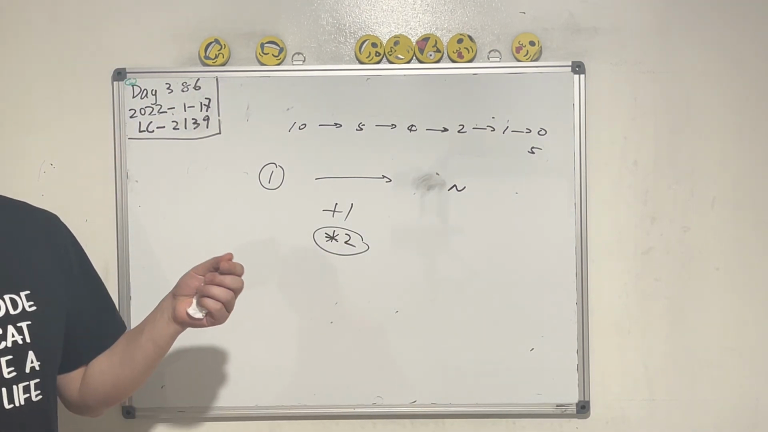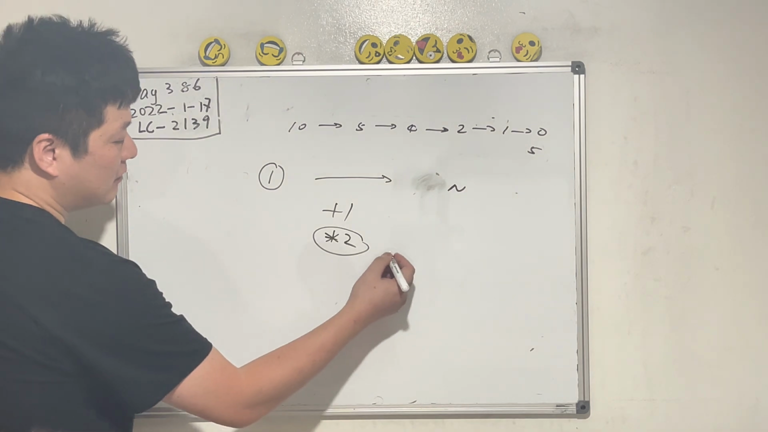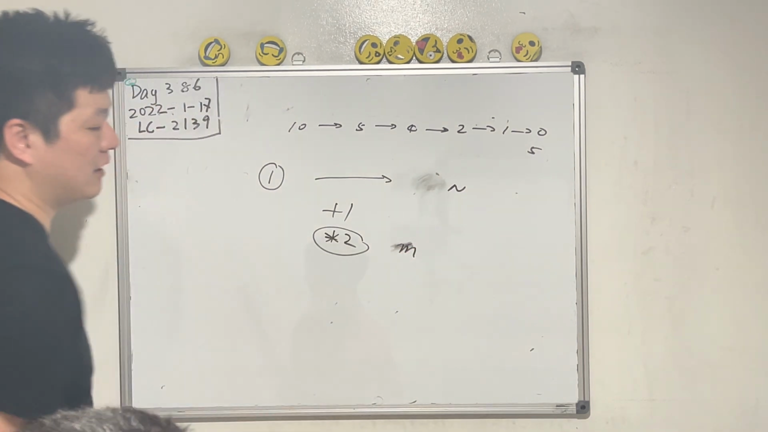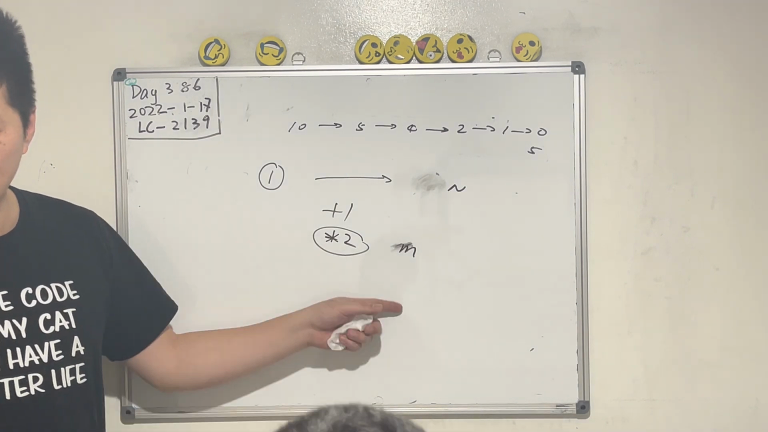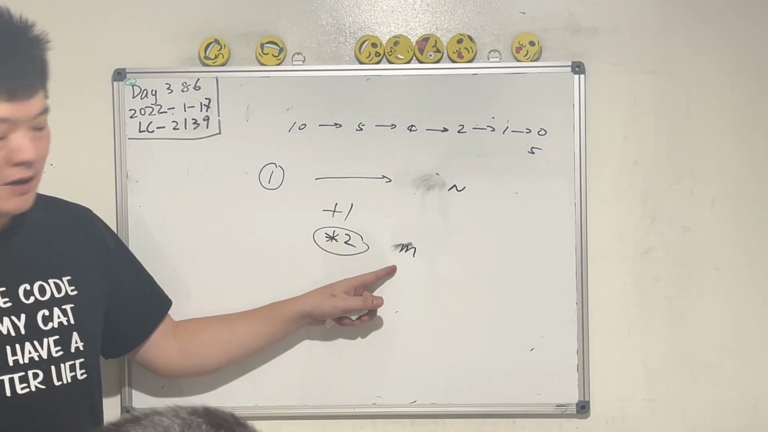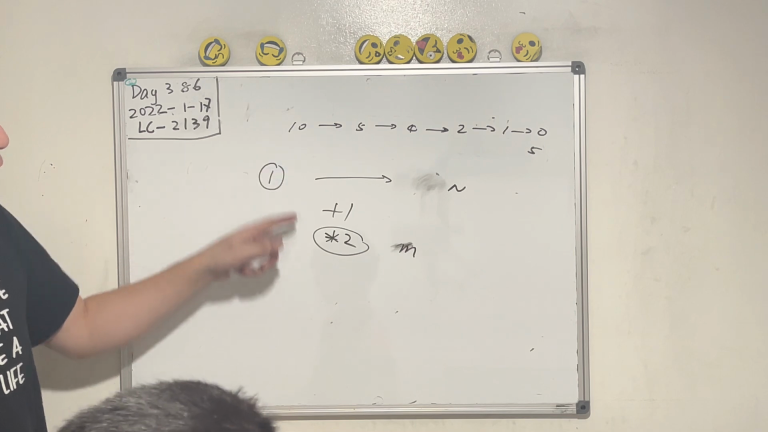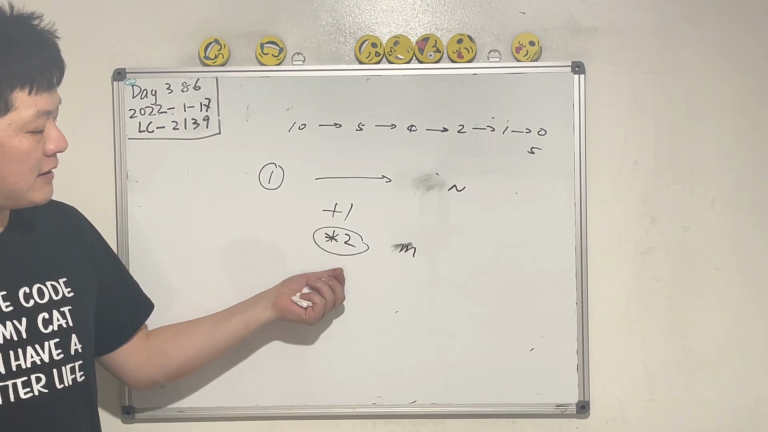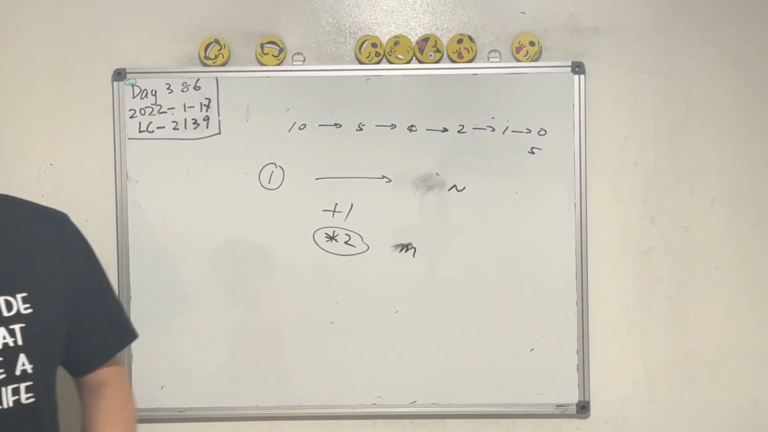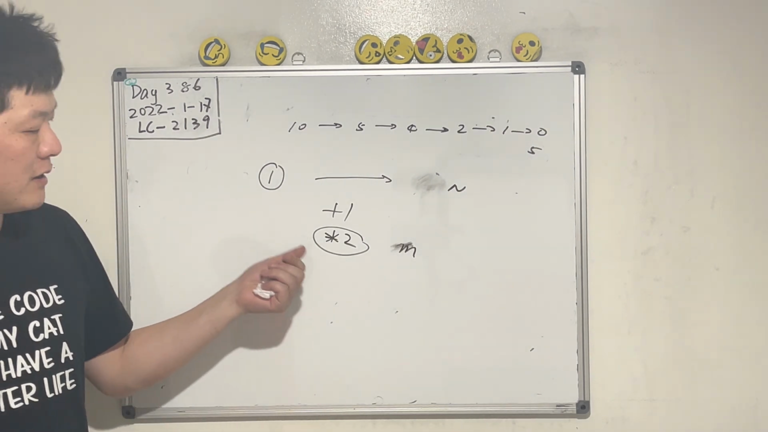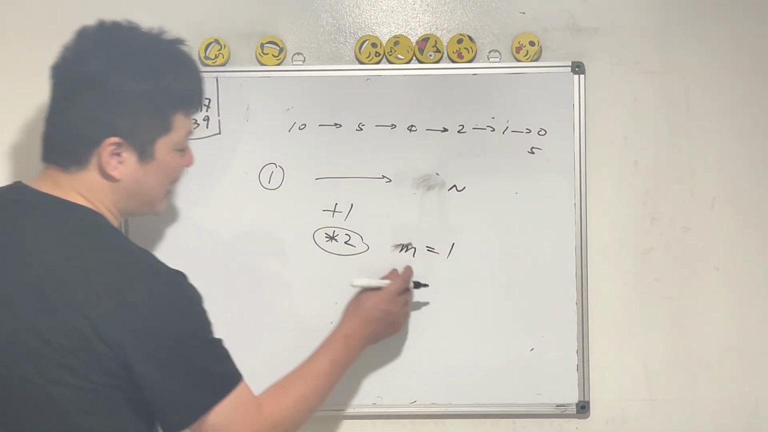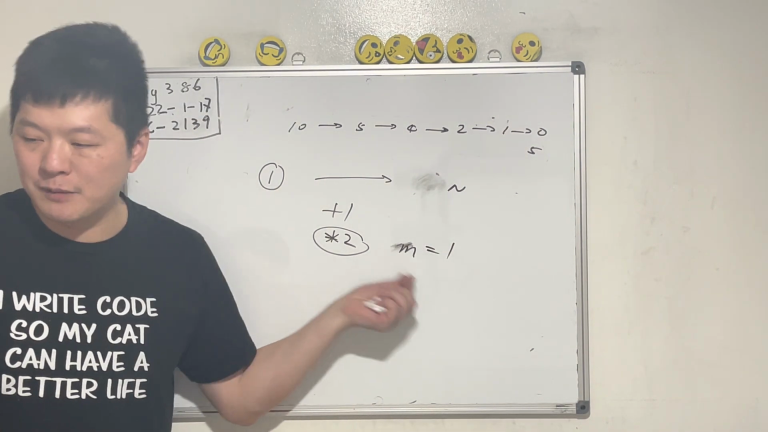only do it, let's say, m number of times, okay? So let's say if we are allowed to multiply 1 time, what's the minimum number of operations to make 1 to 10? Okay, so m equals 1. We are allowed to do this multiply 1 time.